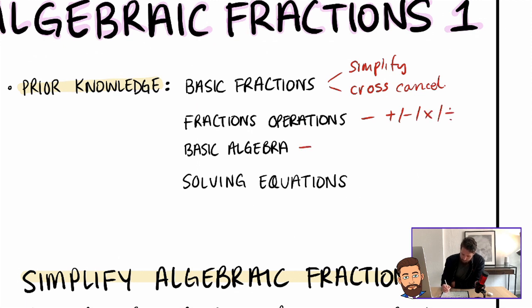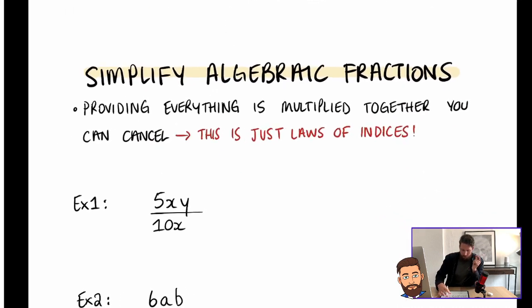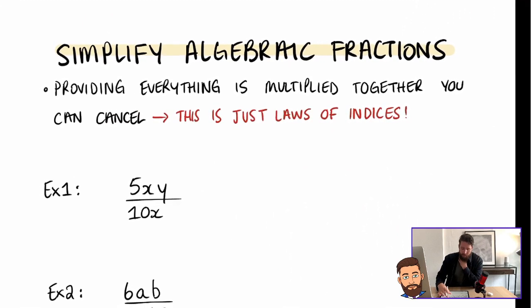Basic algebra, so multiplying, okay, factorizing is something you need to be able to do, and solving an equation. We know how to solve an equation, hopefully. So providing you know how to do these 4 areas, algebraic fractions is just an extension of those where you combine them together. So we'll start by looking at how do we simplify algebraic fractions.